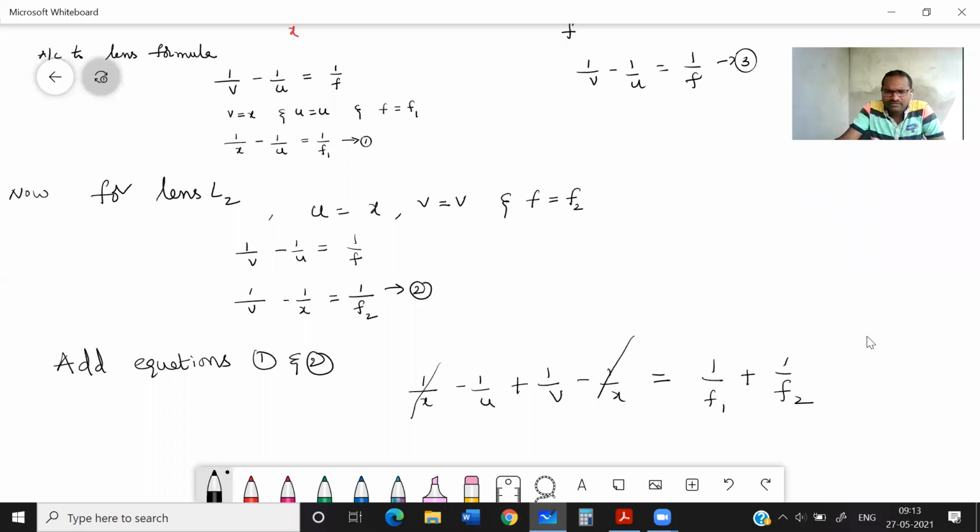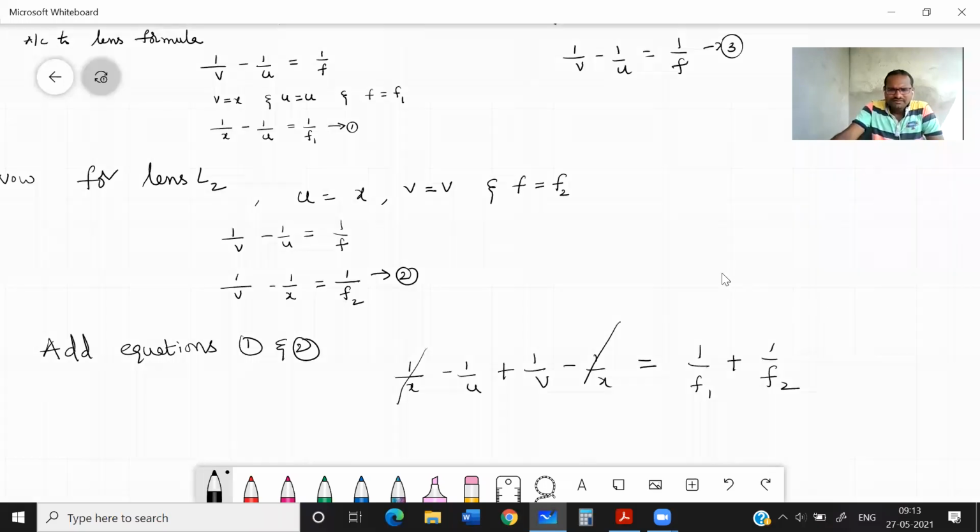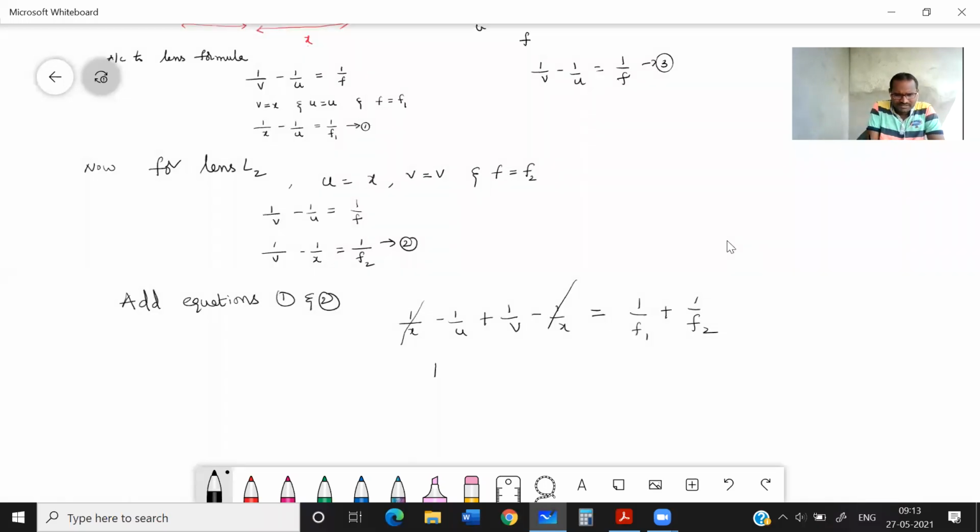What you are having now? You are having 1 by v minus 1 by u is equal to 1 by f1 plus 1 by f2. Okay. Now see equation number 3. What is that one? 1 by v minus 1 by u is equal to 1 by f, no? Means this 1 by v minus 1 by u, we can replace with an equivalent focal length. 1 by f is equal to 1 by f1 plus 1 by f2.